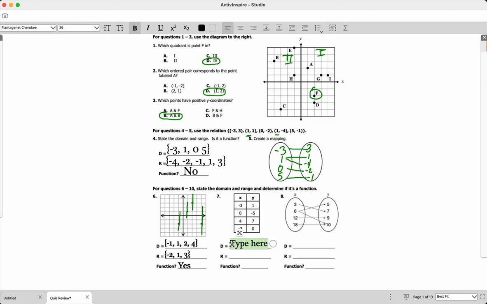All right, let's take a look at the next one. Again, same brackets. This time -3, 0, and 4. Oops, wrong bracket. There we go.